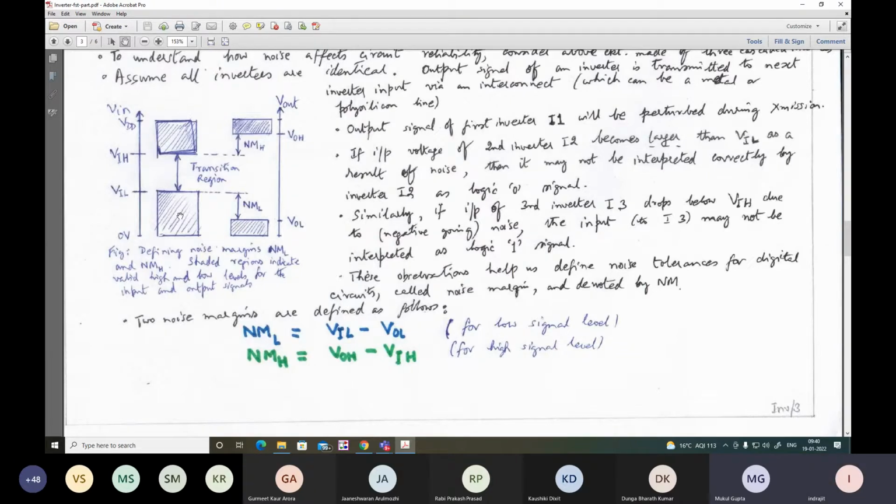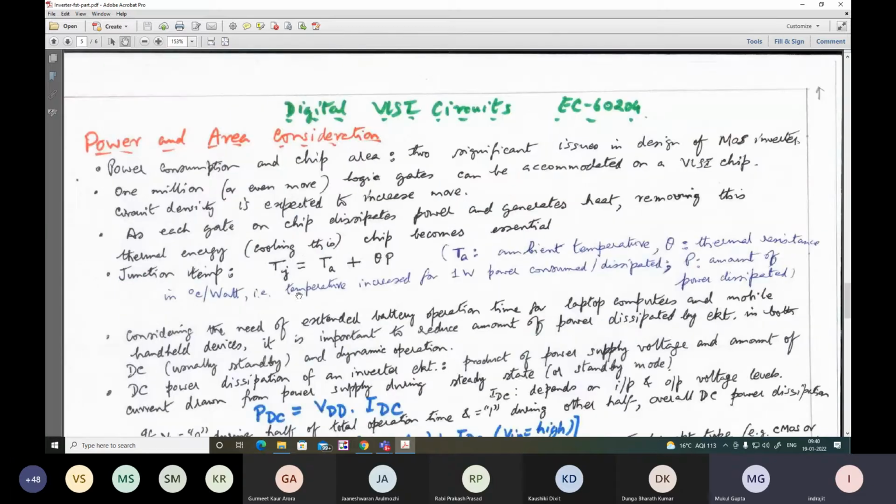Next, we see the power and area consideration. Power and area are very important parameters for the designer. First, let us see power consumption. If you allow power consumption, this will lead to a temperature increase. And a temperature increase, as we saw, is a vicious effect. Temperature will also increase the current, and that will again increase the power. So it is a circular effect, you can say.